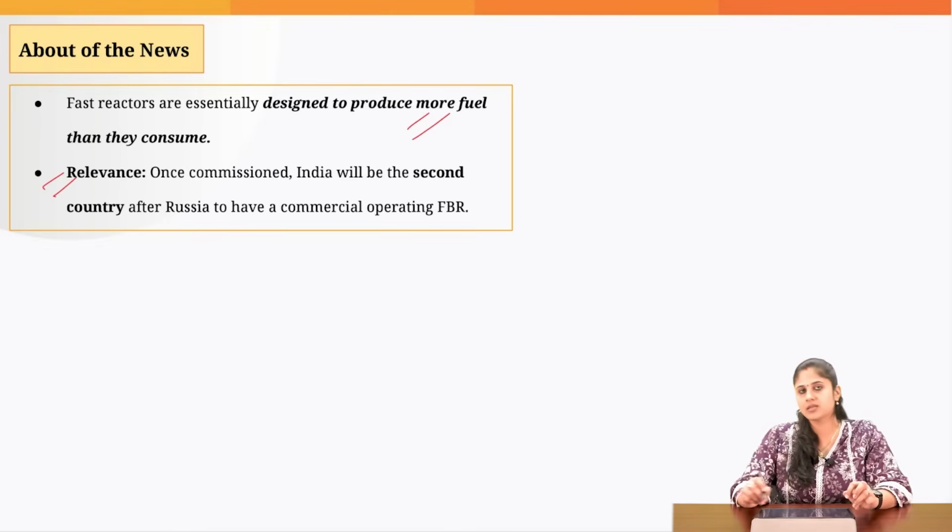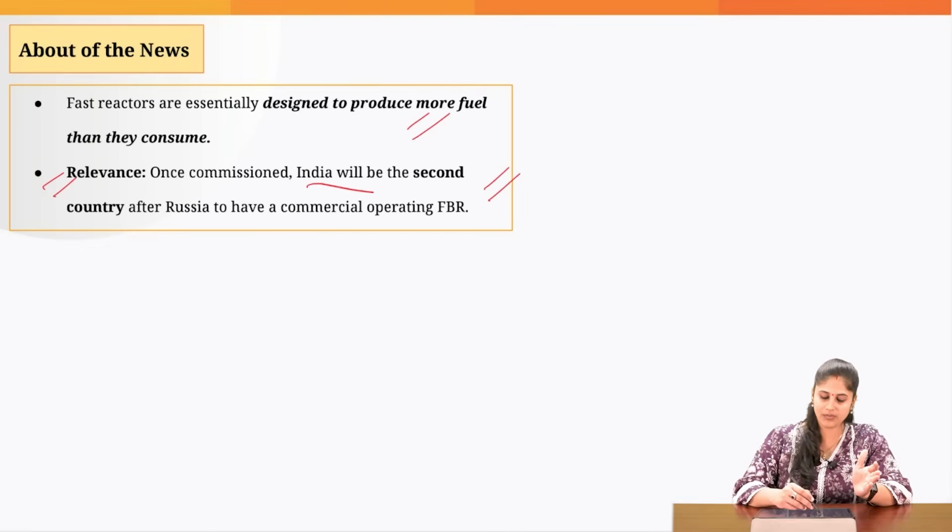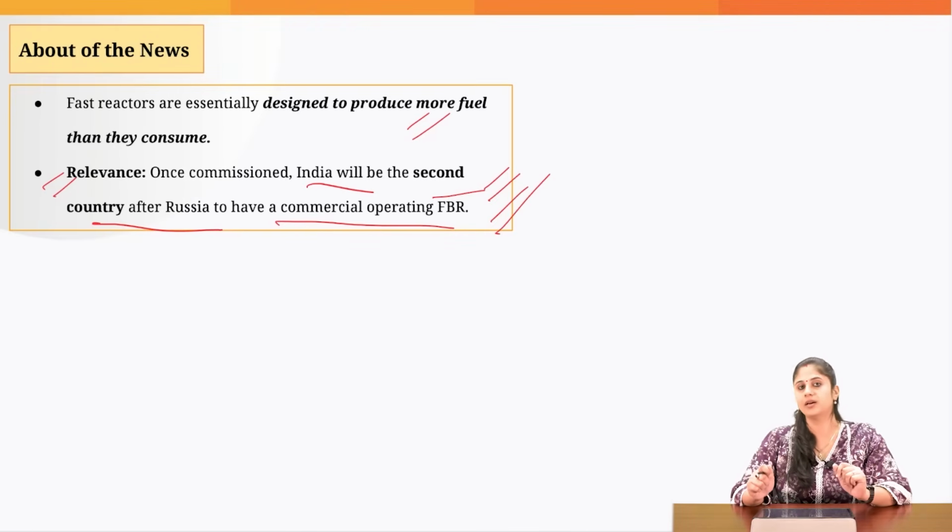And what is the relevance if we are able to operationalize this Kalpakkam fast breeder reactor? The relevance is that India would become the second country after Russia to have commercially operating fast breeder reactors. That's all that we need to know with respect to this particular topic. Let's move on to the next one.